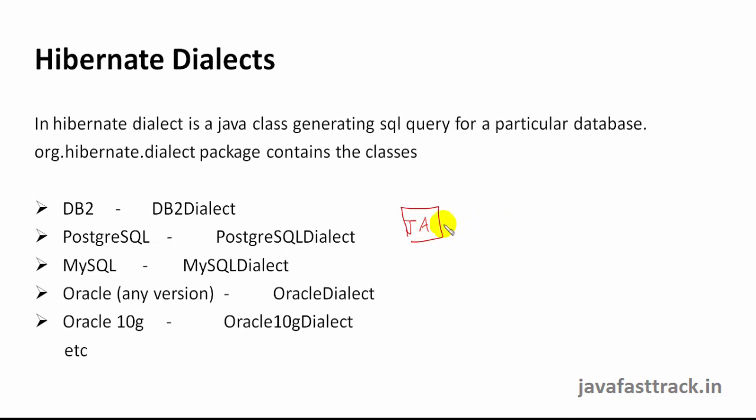We have the Java application. From there, we interact with the database. The only way to interact with any database is to send SQL queries. We already know that Hibernate is a framework which can generate these SQL queries. Hibernate makes use of dialects. Dialects are nothing but Java classes which generate these SQL queries.